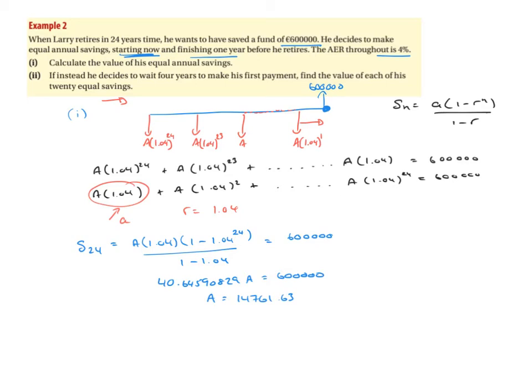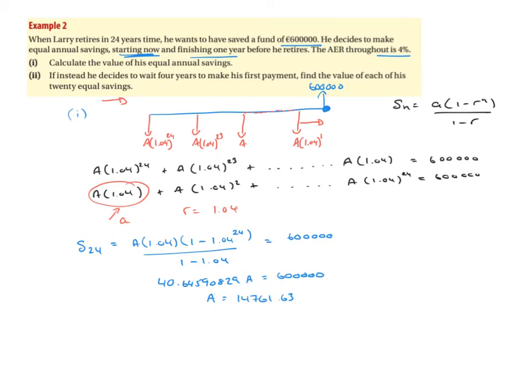Now that means that in order to have a fund at the end of 24 years of 600,000, given the fact that we can invest money at 4%, this person Larry has to make equal contributions of 14,761.63 per year. So every single year, that's what he pays in, and at the end of it, he'll have a pension fund of 600,000.